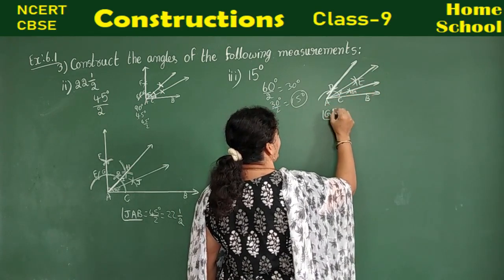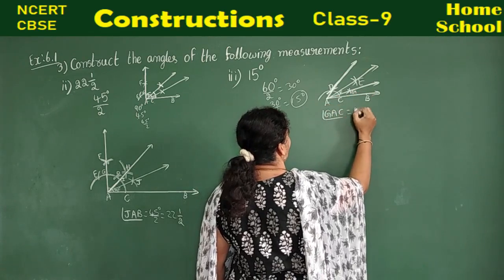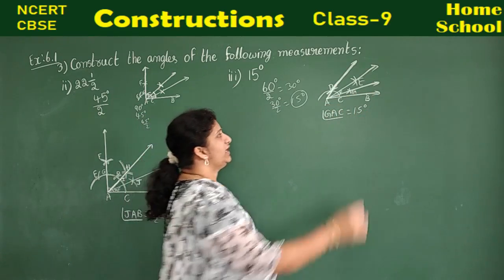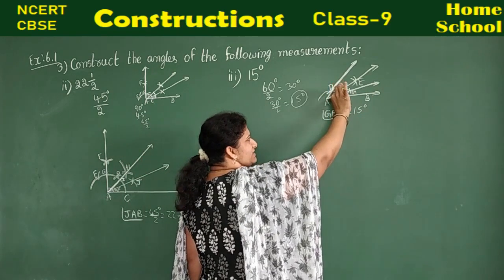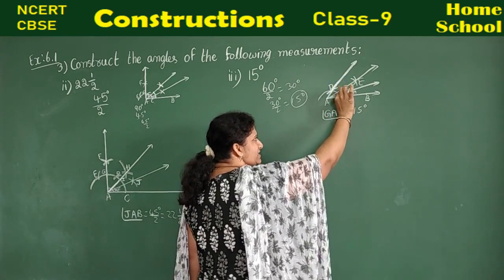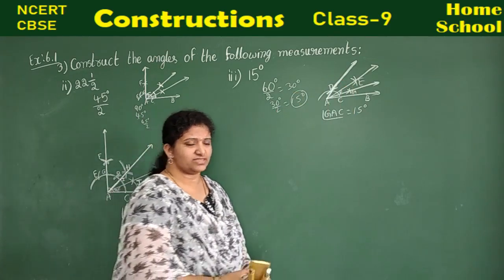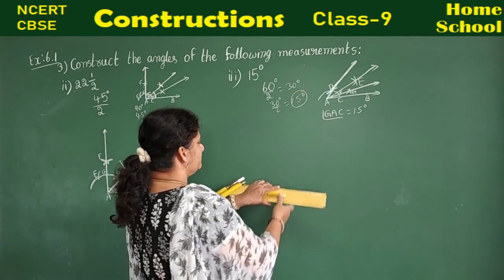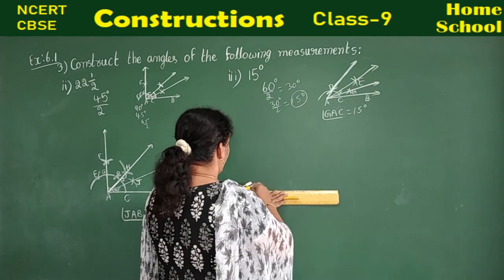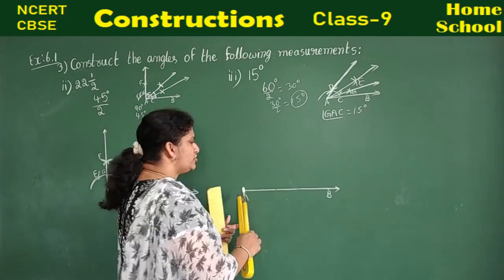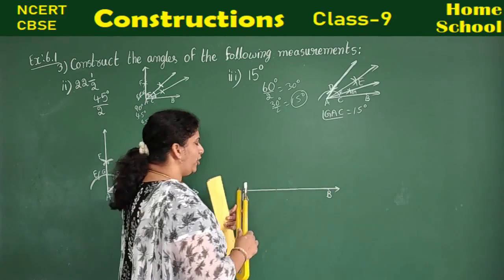Angle GAC is equal to 15 degree. So, understand carefully, this is 60, this is 30 and now this is 15 degree. Right? Let's do the original construction here. Draw a ray AB from point A.